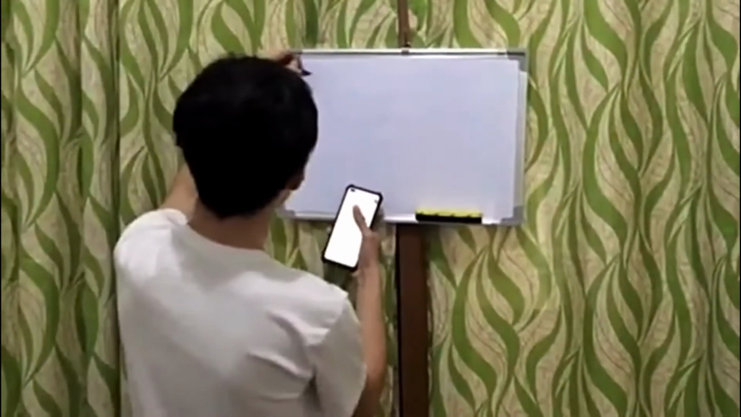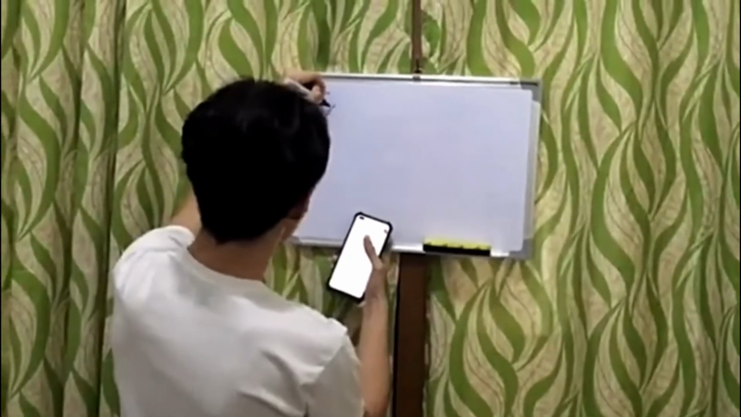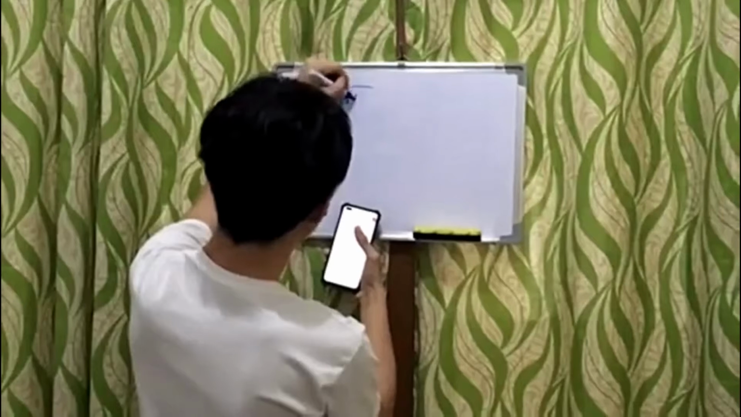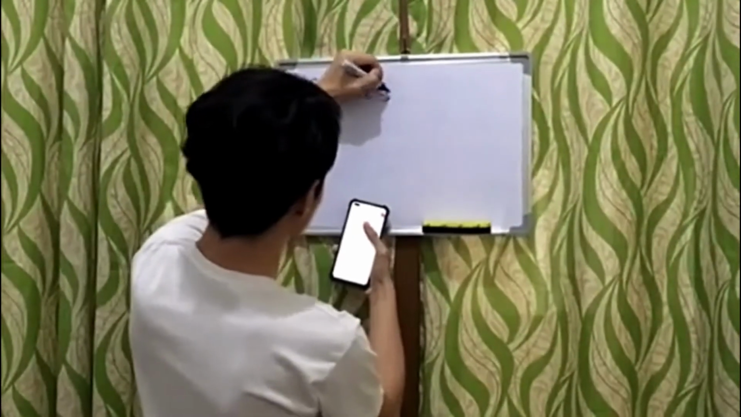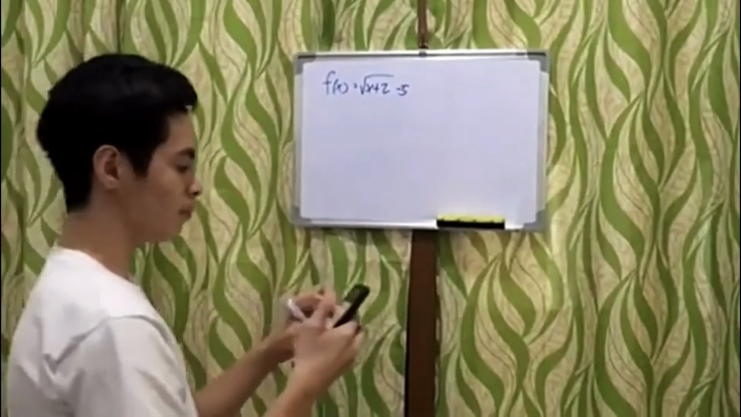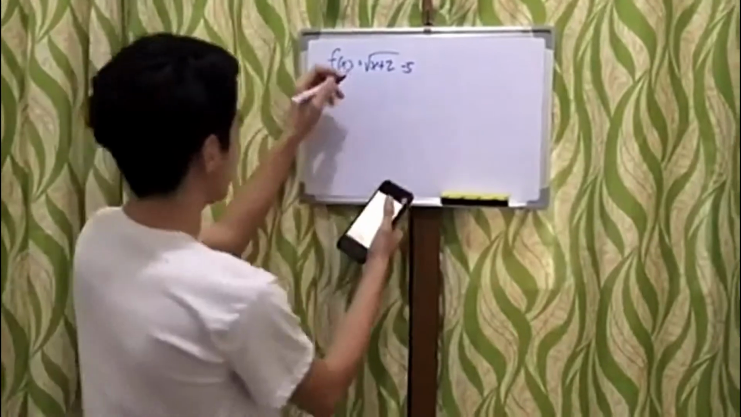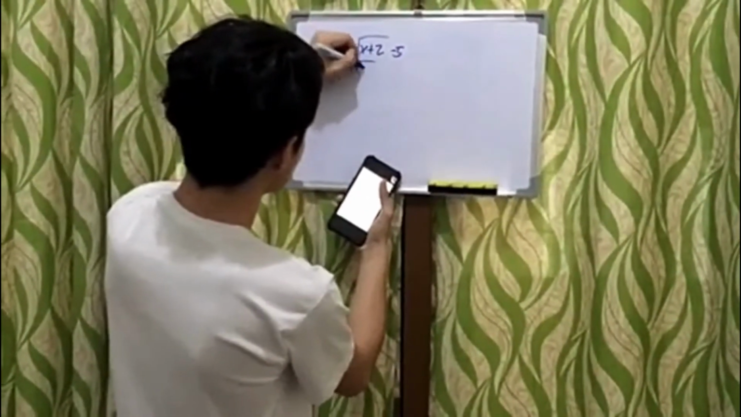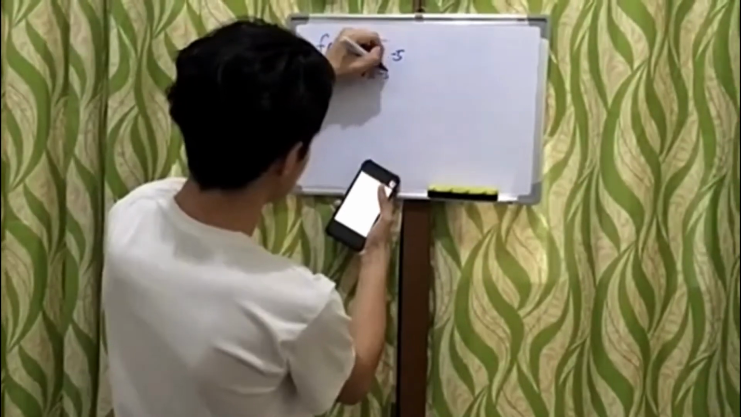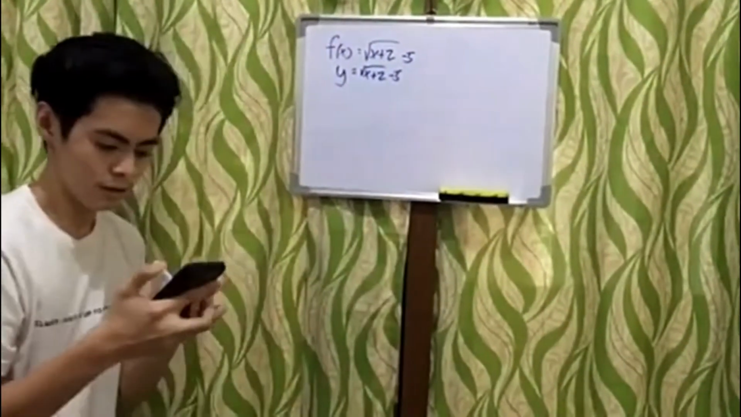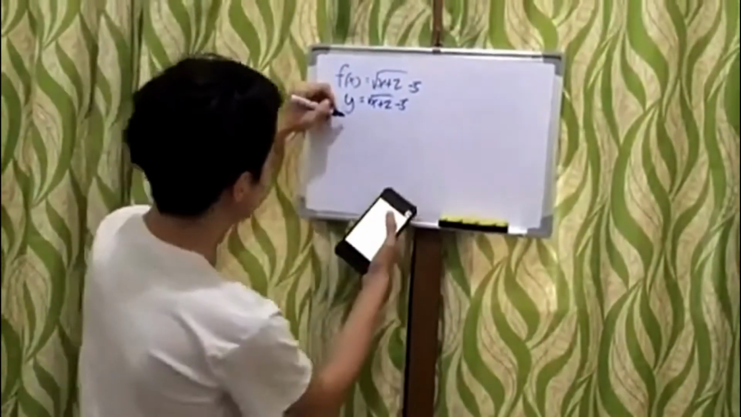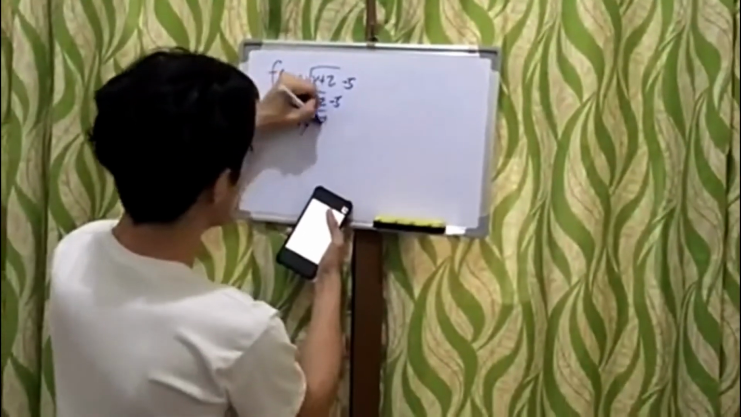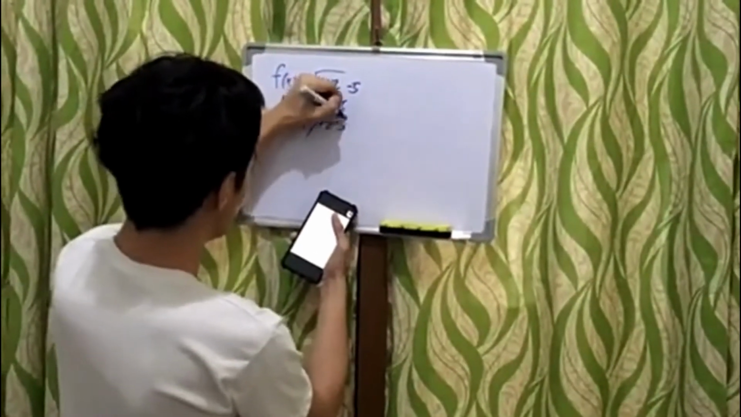For the second example, f(x) equals the square root of x plus 2, minus 5. Use the same process. Replace f(x) with y. Then switch x with y. x equals the square root of y plus 2, minus 5.